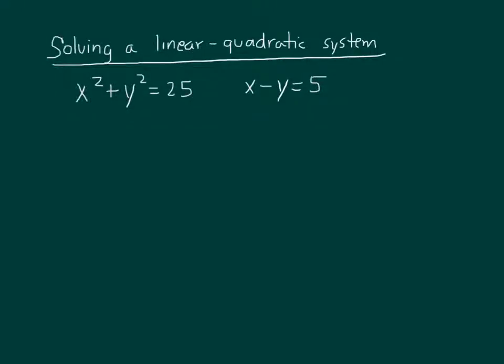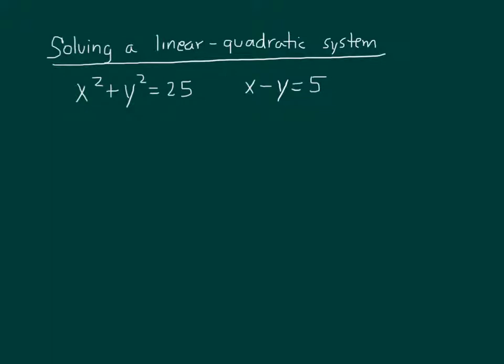Hi there. Today we are solving a linear quadratic system, and in this case, we're going to be using the substitution method. Now, if we had a linear system, we could use the elimination method, where we line them up and add them together. But whenever we have a squared term, we are kind of stuck with the substitution method, which really works well.